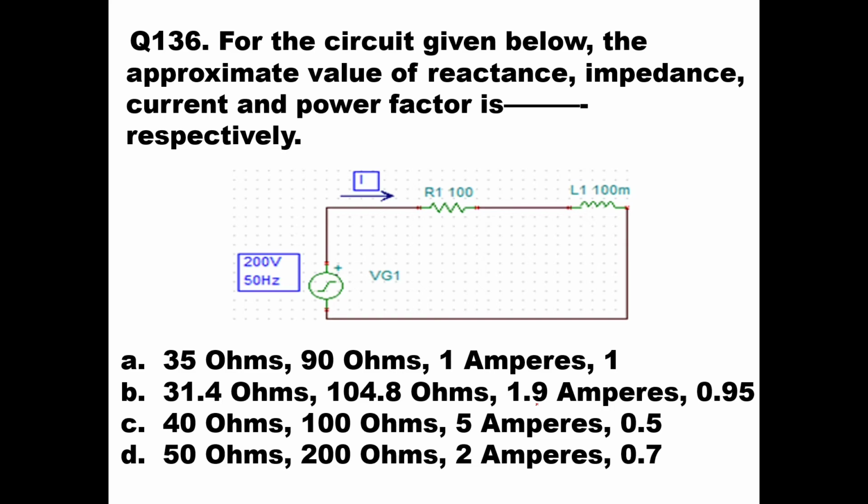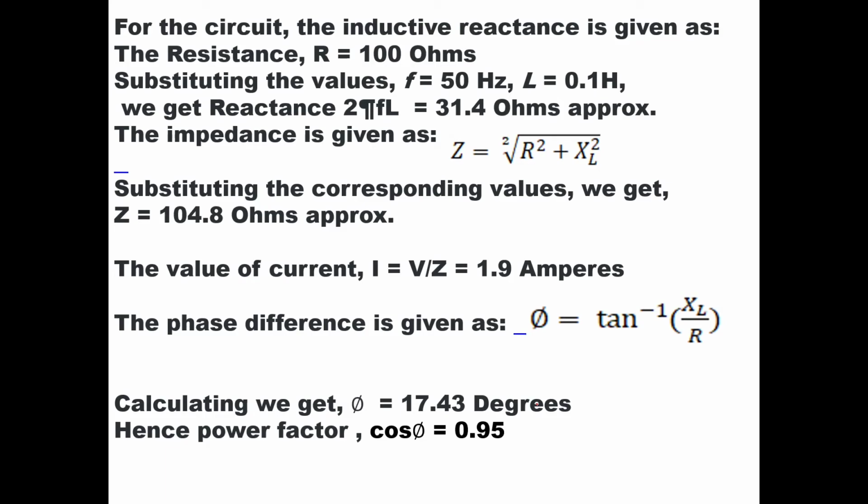So if you see the calculations here, the inductive reactance is given as 2 pi FL. If you substitute the values of F and L, you will get 31.4 ohms as the reactance value. Then impedance is given as Z is equal to under root R square plus XL square. If you substitute the values, you will get impedance as 104.8 ohms.